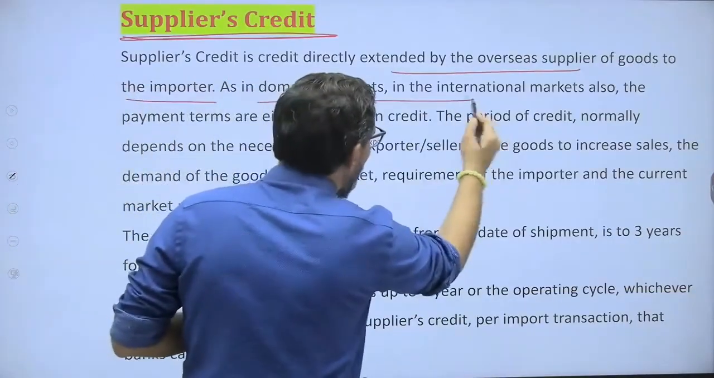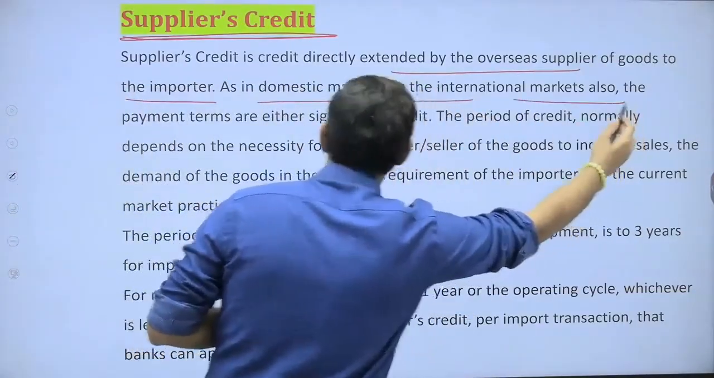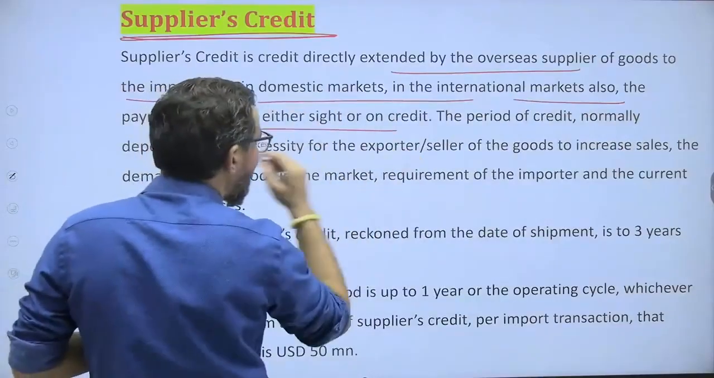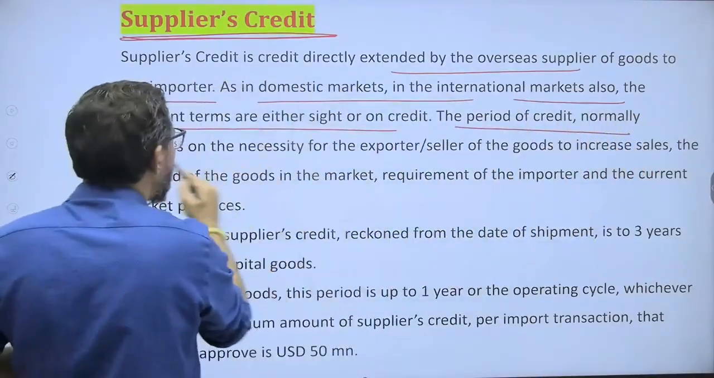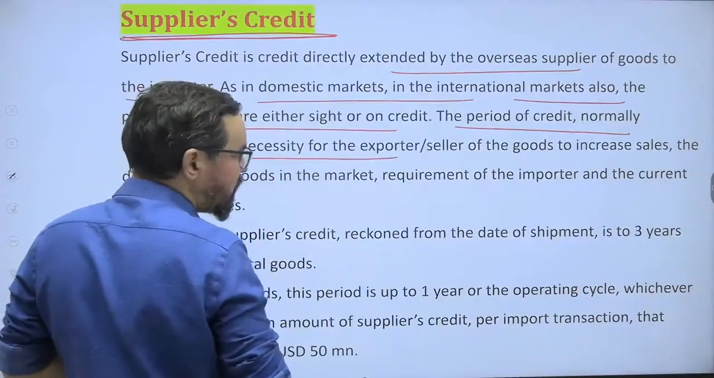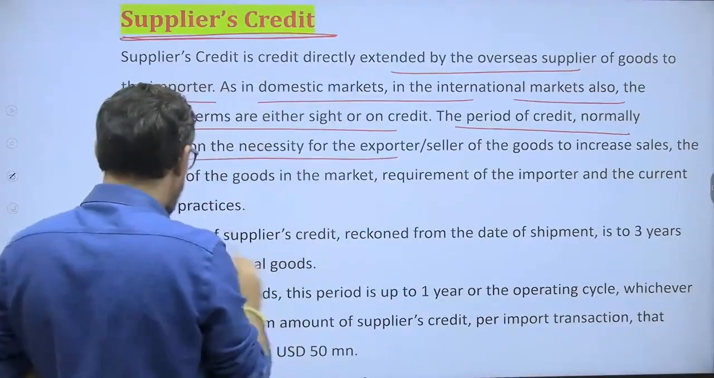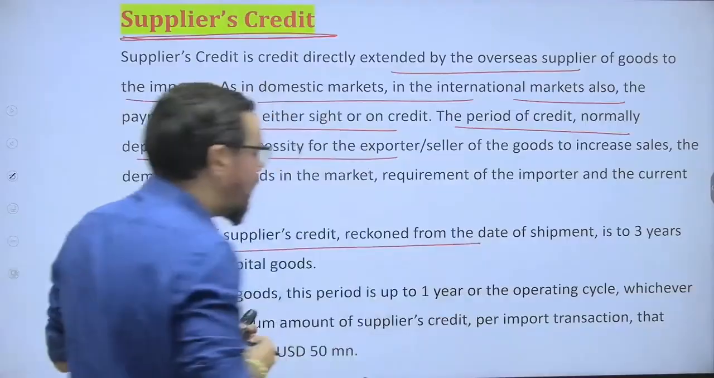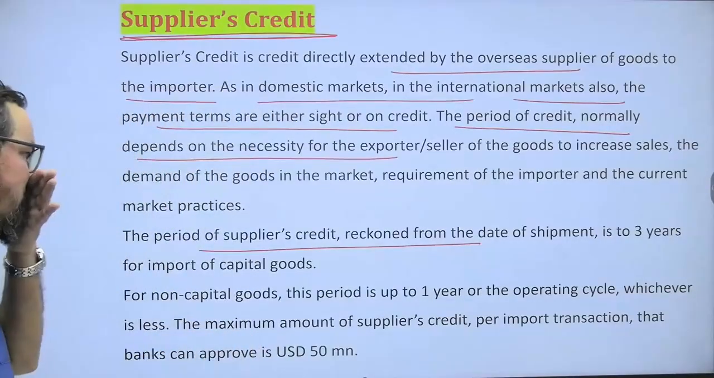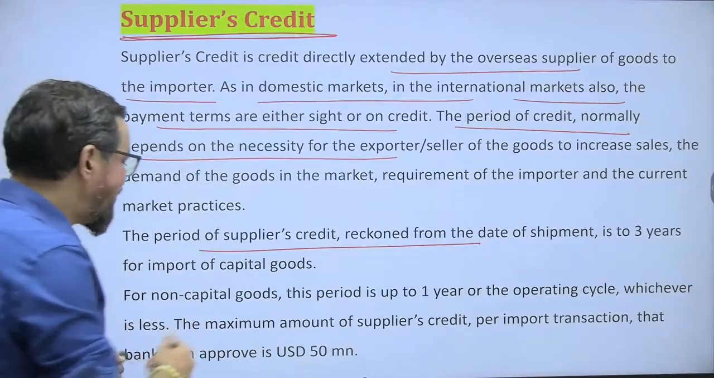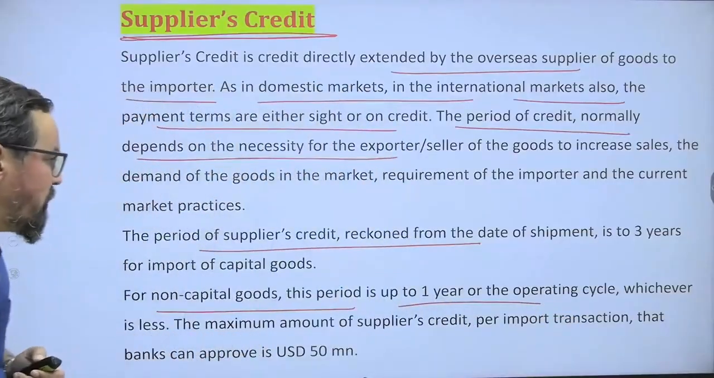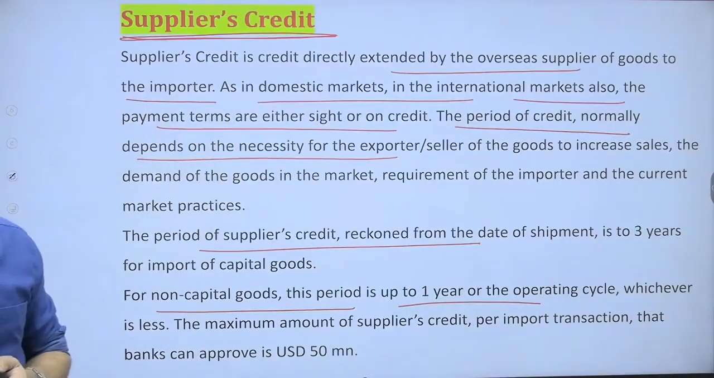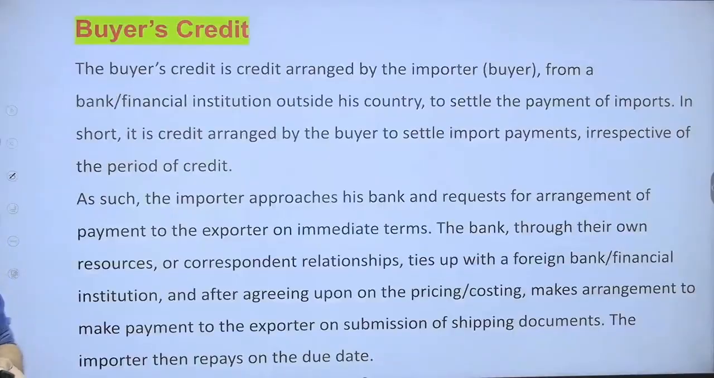As in the domestic market, in the international market also, the payment terms are either straight or credit. The period of credit normally depends on the necessity of the exporter and importer in this business. The period for supplier's credit from the shipments is 3 years. For non-capital goods, the period can be up to 1 year, or the production cycle. Okay? So that is supplier credit, where the supplier is helping.